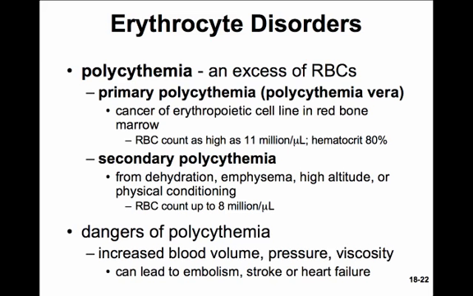The red blood cell count can get as high as 11 million red blood cells per microliter. That's a hematocrit of 80%. Secondary polycythemia comes from any other source, like dehydration, emphysema, high altitude, or physical conditioning. Anything that creates a sense of hypoxemia. And that can drag the red blood cell up to 8 million per microliter.